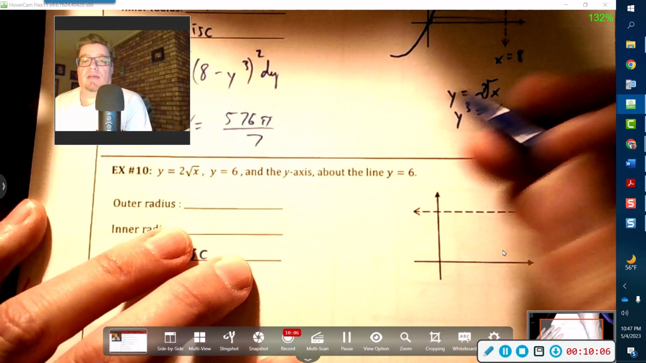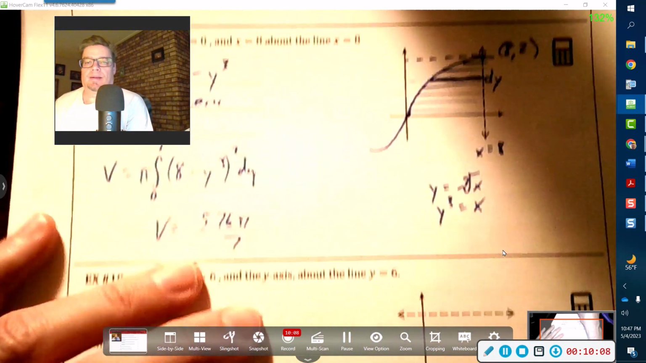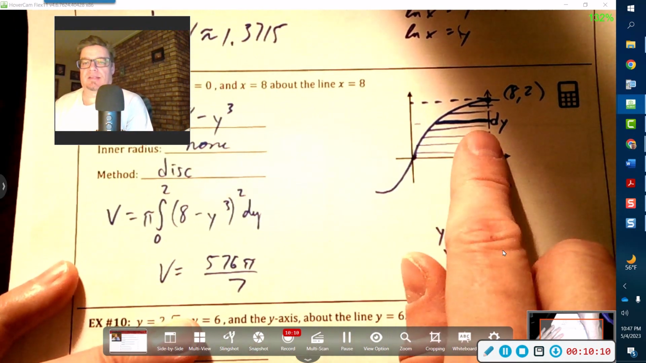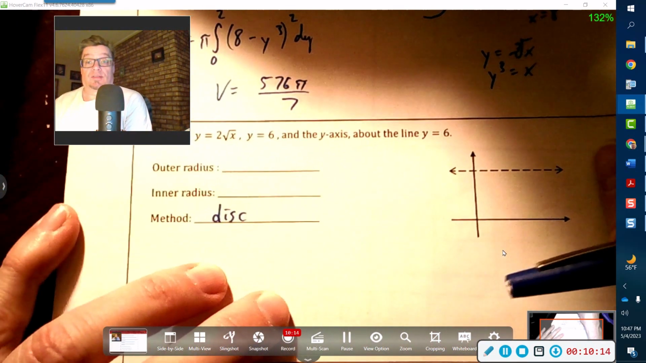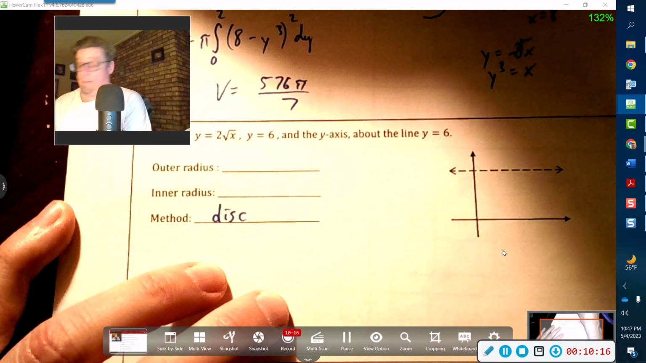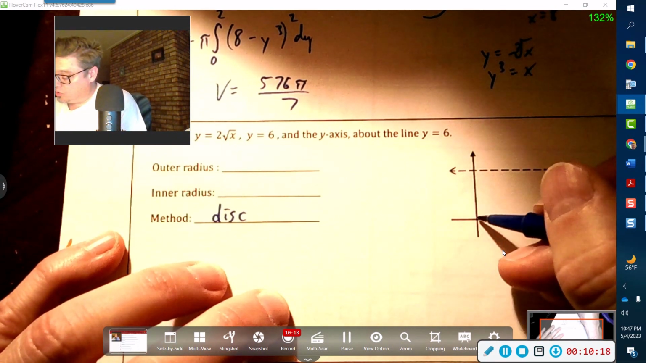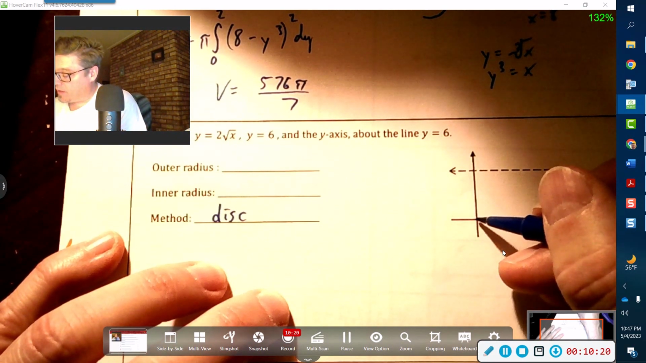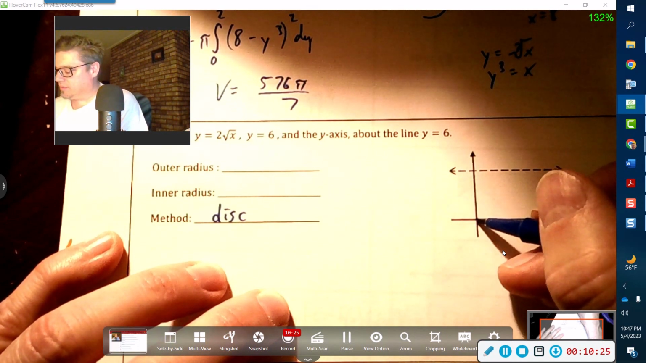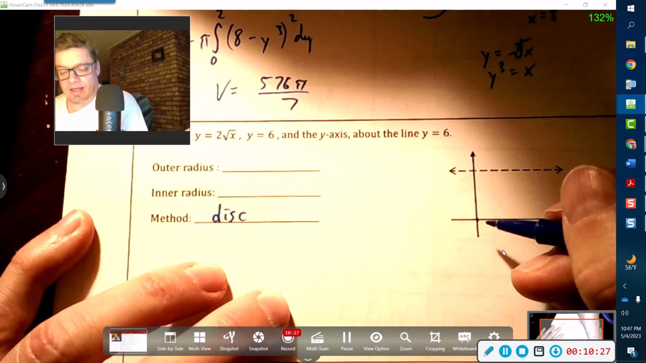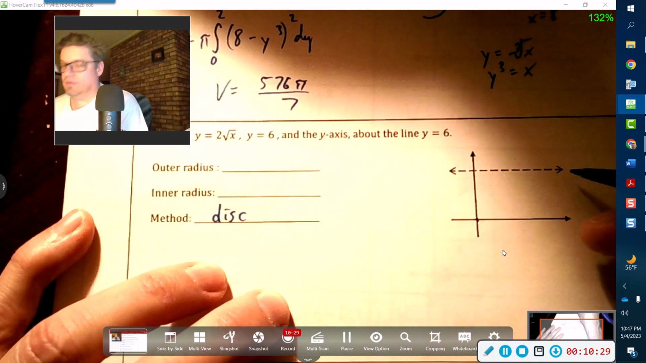Because we have y equals 6, the slice is a vertical line. Okay, 2 square root of x looks something like this. But let me just think if it gets too high. This is y equals 6.